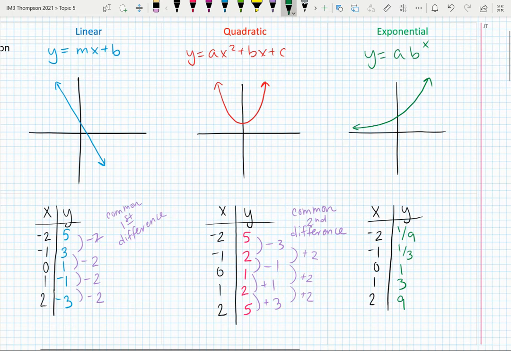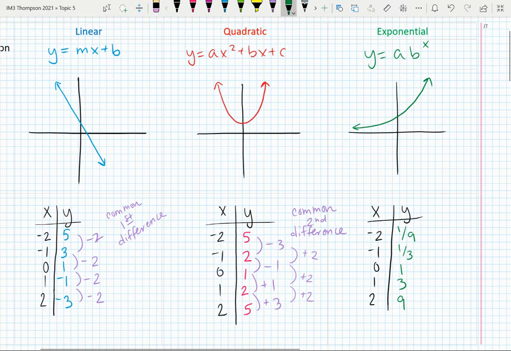Now, if I go through and I look at these y values and I try to find a common difference, it doesn't matter if I do first difference, second difference, third difference, you're not going to find anything. So if I were to add here, let's see, 1/9 to 3/9, I add 2/9 here, and then here I add 2/3, and then here I add 2, and here I add 6. And if I look at the second difference, it's not going to be common either.